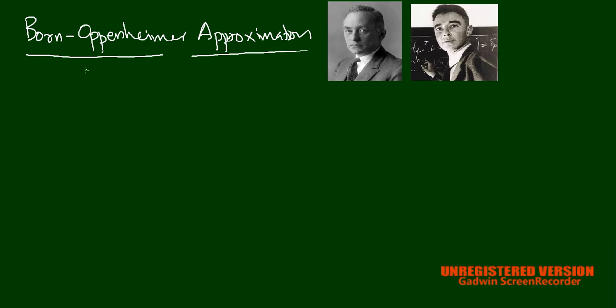It was introduced by the famous quantum physicist Max Born. This is Max Born, and this is Robert Oppenheimer. Max Born was a German physicist, and he obtained his PhD from the University of Göttingen, and then he served at the University of Göttingen for a long time. And Robert Oppenheimer was an American physicist, but he was a student of Max Born.